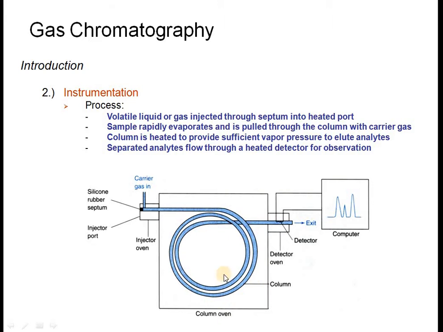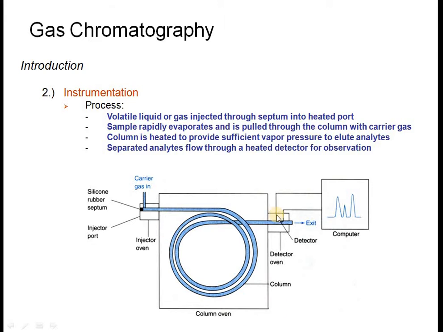Samples go through the column by the carrier gas. Carrier gas is hydrogen, helium, argon, or nitrogen. The column is heated to provide sufficient vapor pressure to elute analytes, and the separated analytes flow through a heated detector for observation. In the mixture, at low temperature the low-boiling component vaporizes easily, and the high-boiling one comes after some time, so they are easily separated by temperature.